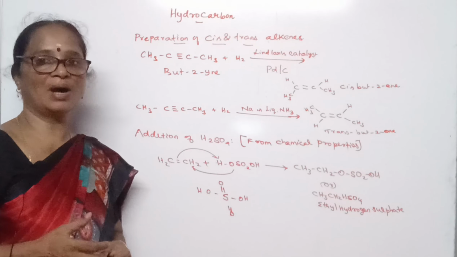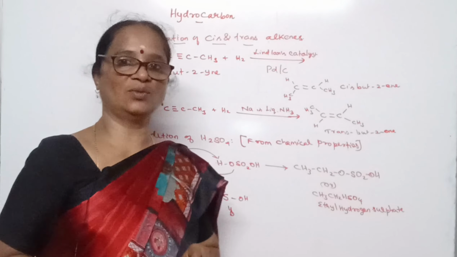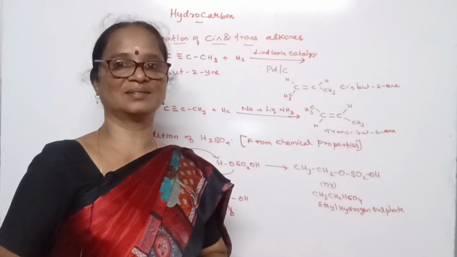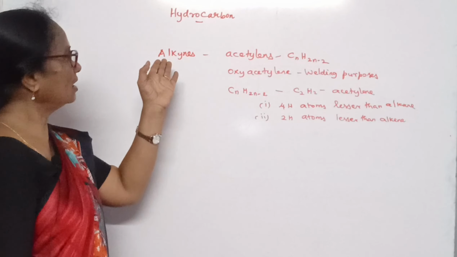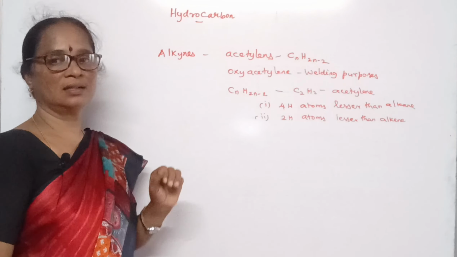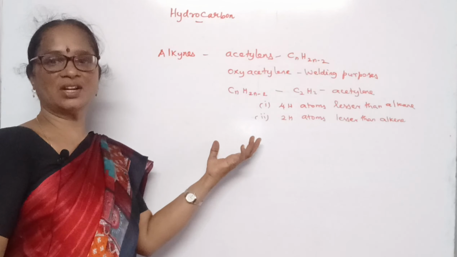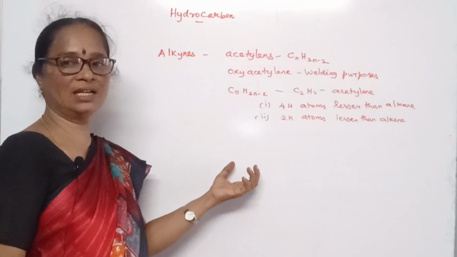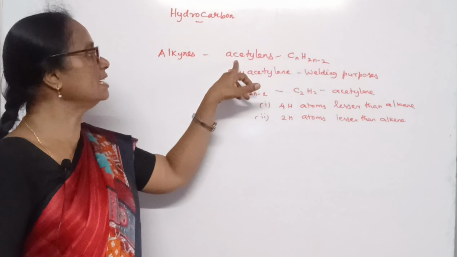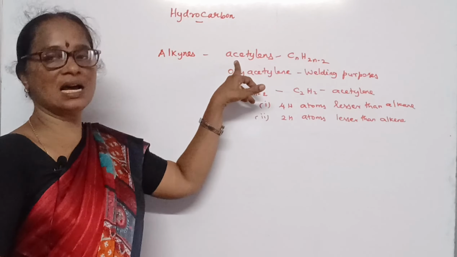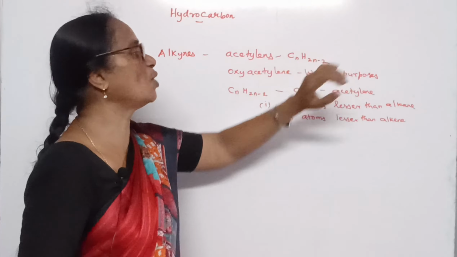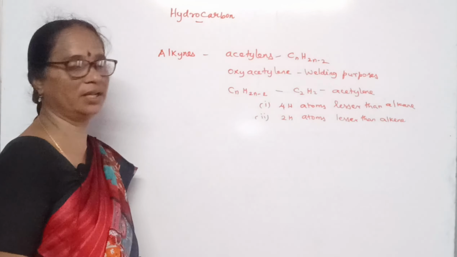That's all from alkene. Now let us start the next topic of hydrocarbons, alkynes. Alkynes are generally called acetylenes. Alkanes we said paraffins, alkenes we said olefins. Similarly, alkynes are generally termed acetylenes, and their general homologous formula is CnH2n minus 2.